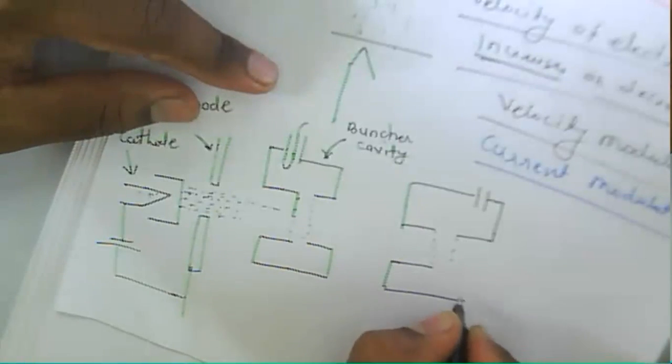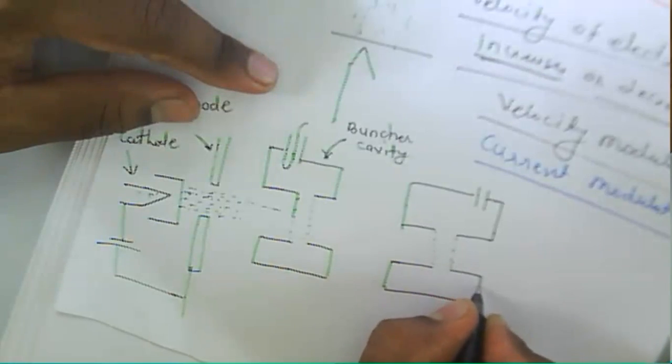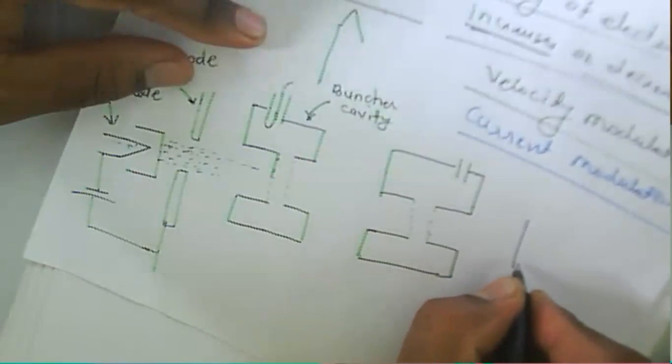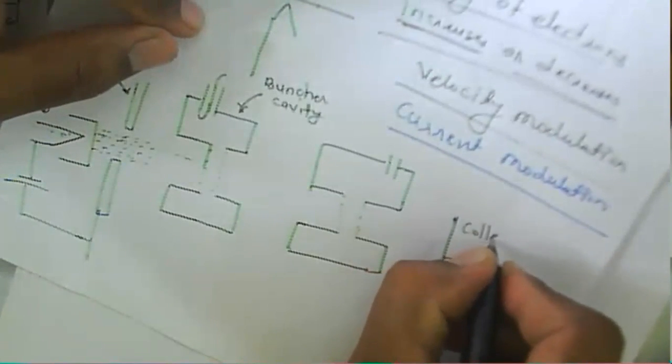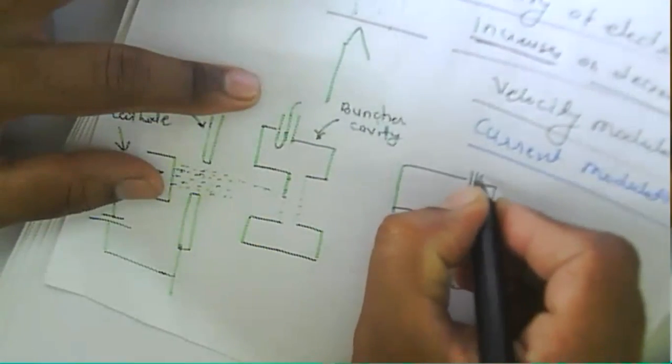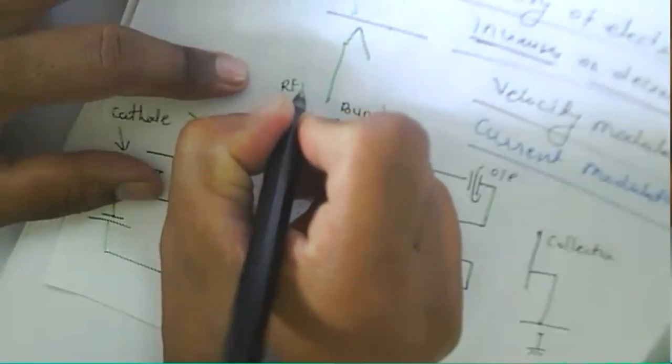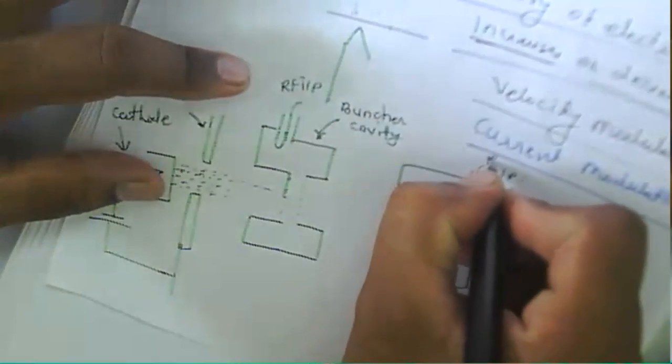This is your buncher cavity and a catcher cavity. And then the signal will be collected at a collector. Here we insert the probe and we get the output. Here we can provide the RF input, and we'll get the RF output.